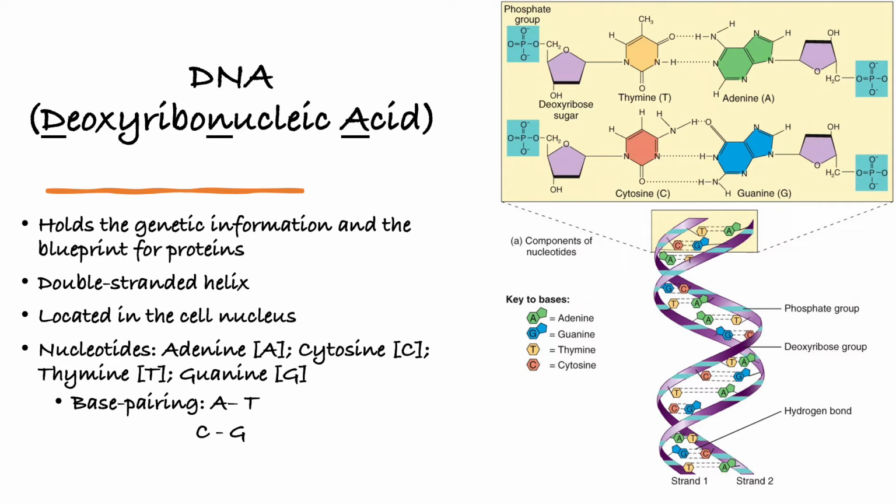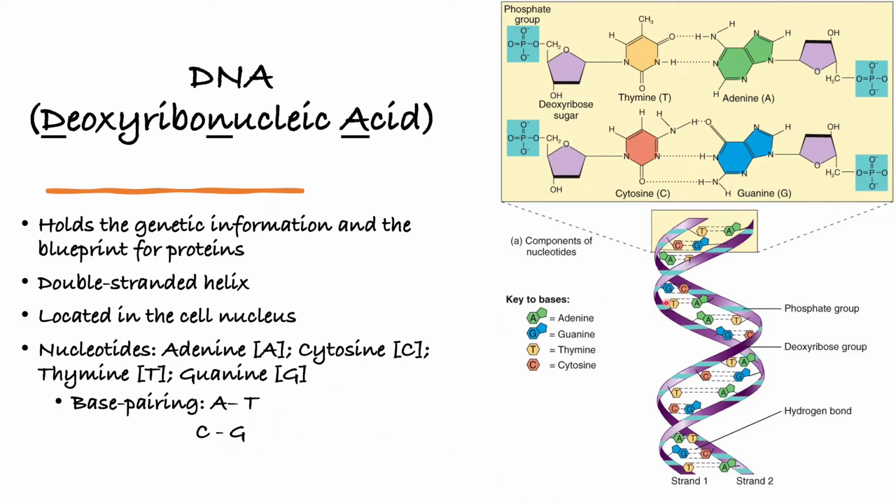All the information the cell has or needs is located in DNA, and DNA is usually found in the nucleus, and the nucleus is almost like another enclosed area inside the cell. And the nucleotides, the building blocks of DNA that we're going to be looking at, are going to be adenine, cytosine, thymine, and guanine.